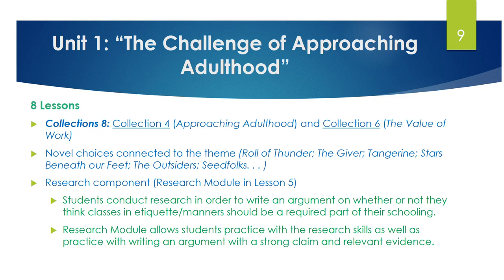Your novel choices connected to the theme, and remember our theme is the challenge of approaching adulthood. You can see the novel choices here: Roll of Thunder, Giver, Tangerine, Stars Beneath Our Feet, which is a newly approved book. It hasn't been purchased for your school, so if you're interested in that book, you need to talk about acquiring that book. It's an excellent book. The Outsiders, Seedfolks, etc. Remember that as long as a novel is going to match the theme, which is the challenge of approaching adulthood, it's fair game to be read during this unit.